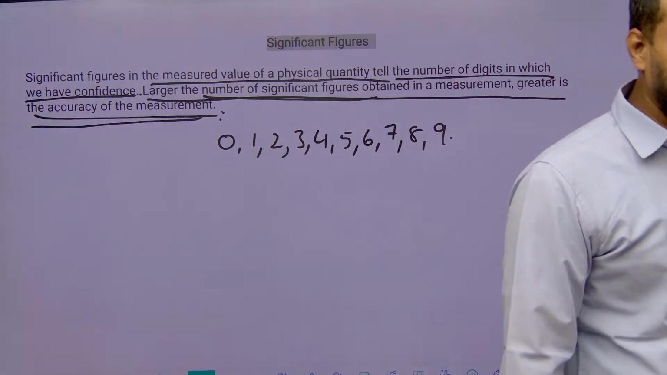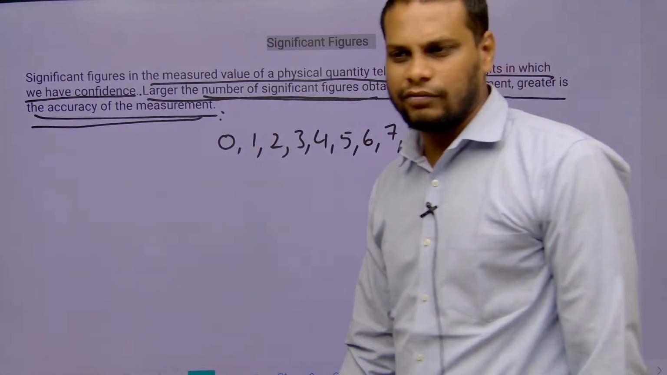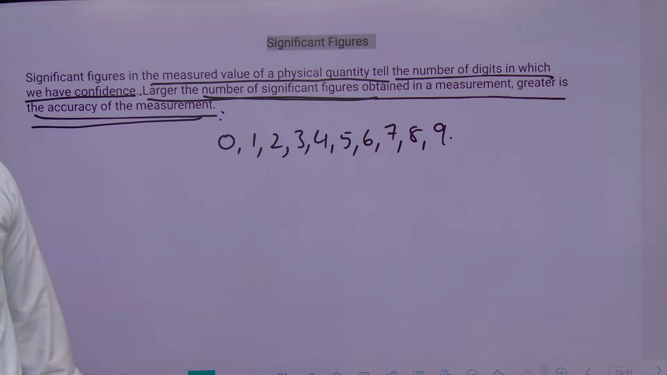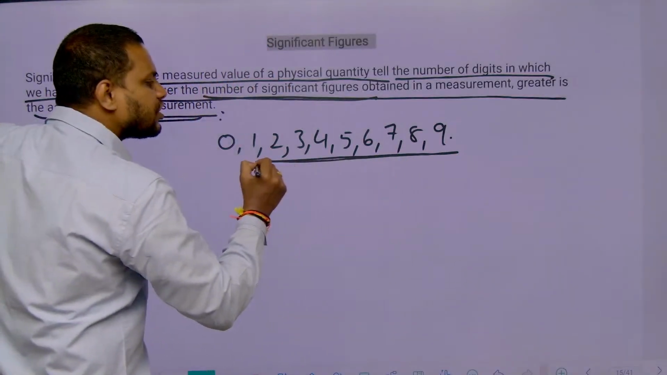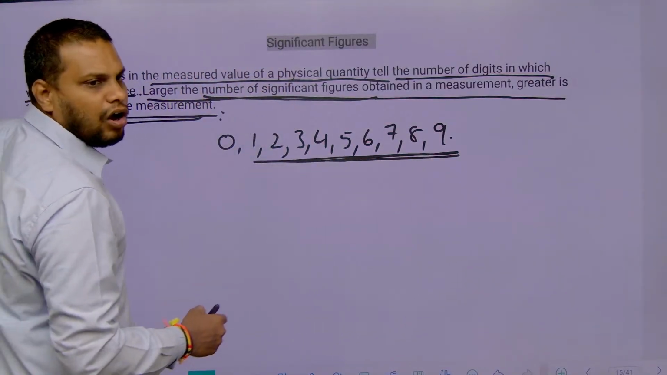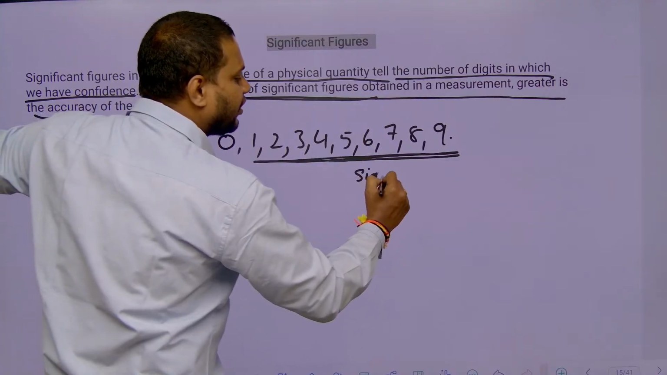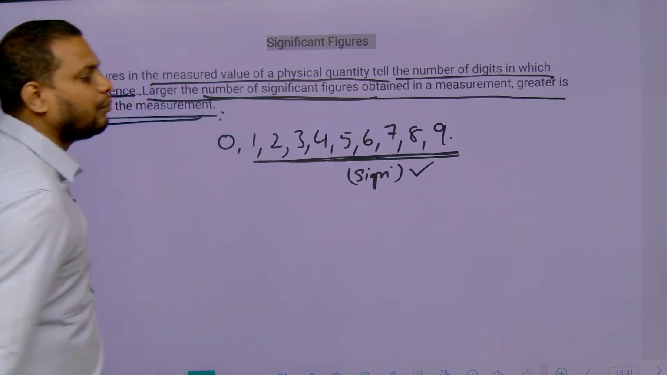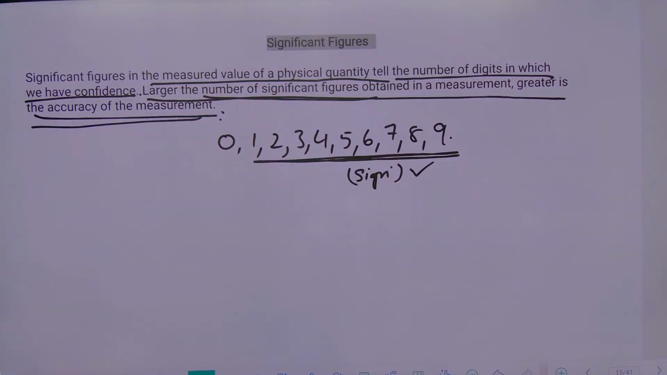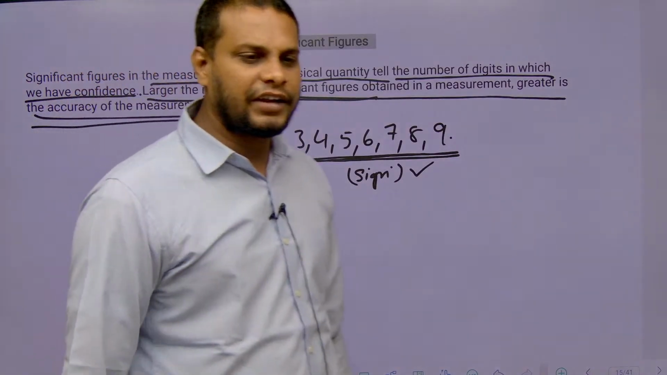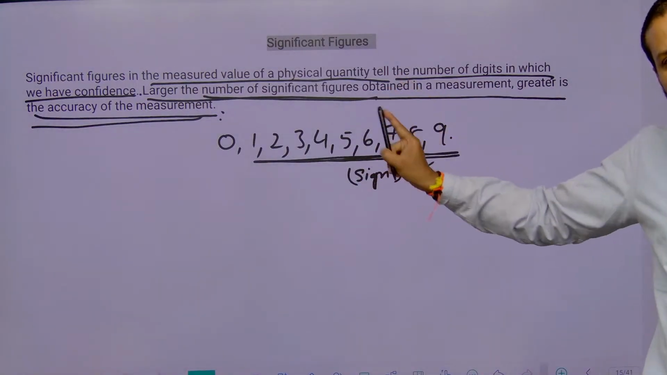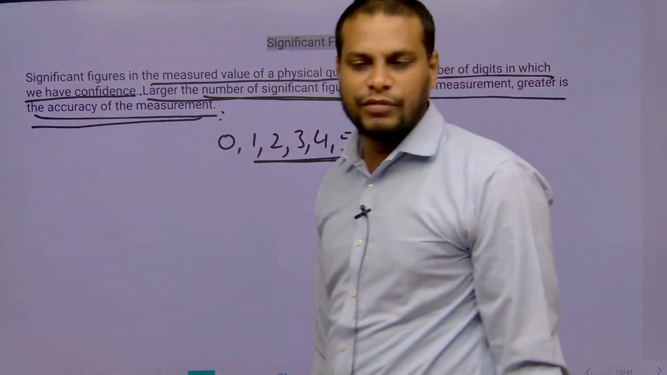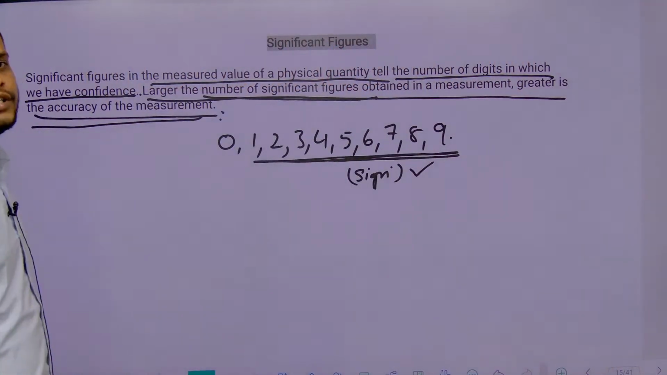Formed with these 10 digits only, 0 to 9. Any number will be formed with the help of these 10 digits only. Now try to understand, all these numbers are non-zeros, right? All non-zeros are taken as significant. Are you clear? Which means that they should be counted. They can be trusted. So all the non-zeros are trustworthy. They can be counted. You can measure that. Those are significant.